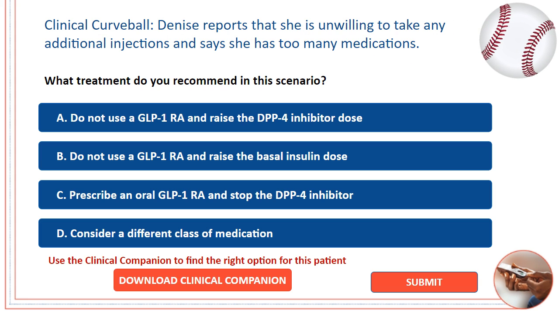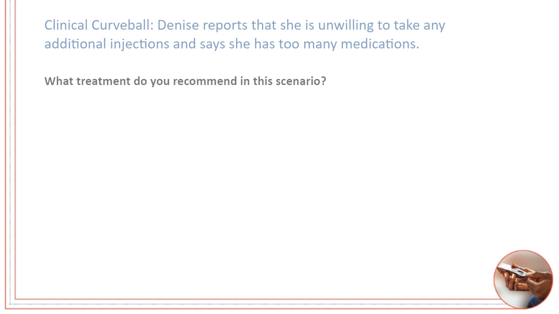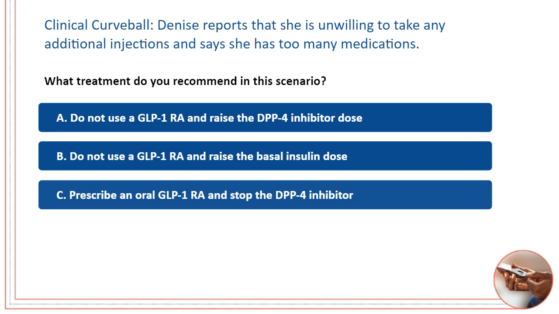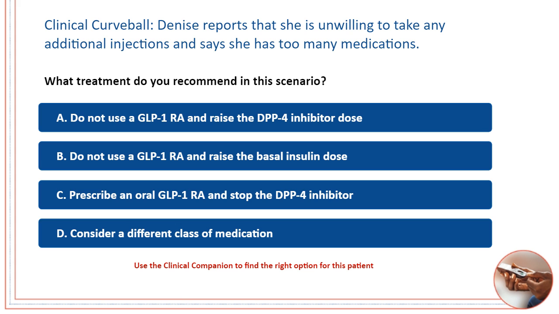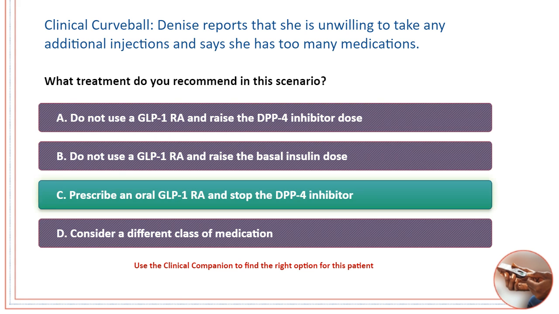Dr. Shubrook, Denise reports that she's unwilling to take any additional injections, and she says she has too many medications. So how can we help her? Yeah. So again, she started saying that she felt like she had too many meds to start with. So again, the beauty for this is that we do have an oral GLP-1 receptor agonist, and this would be, again, one of her options.